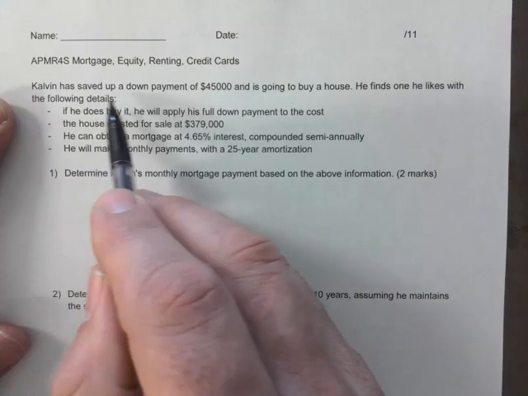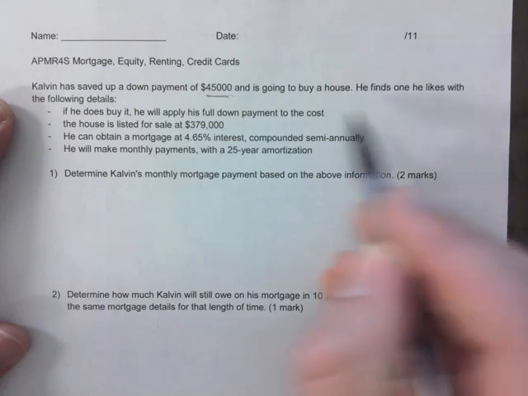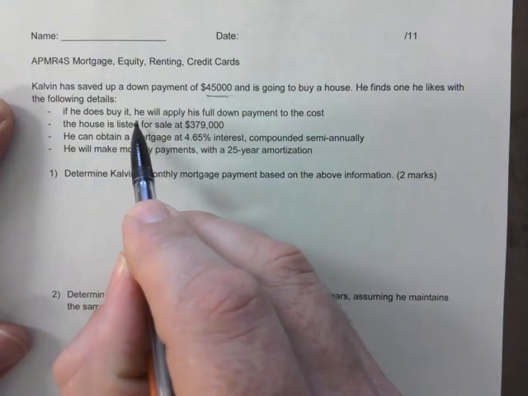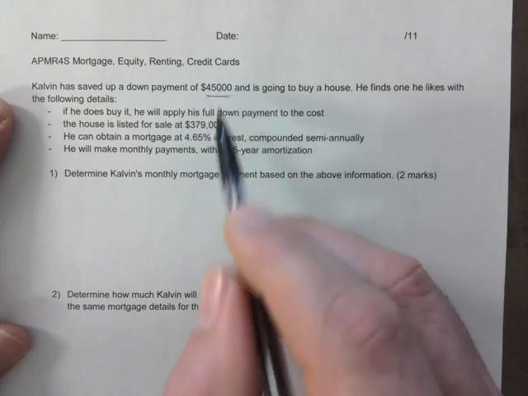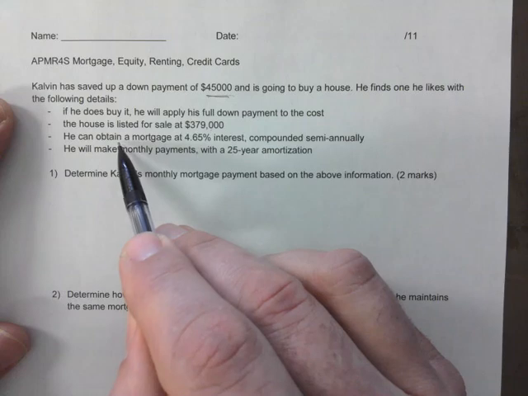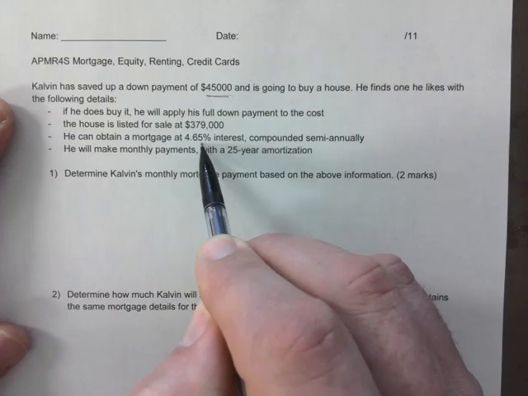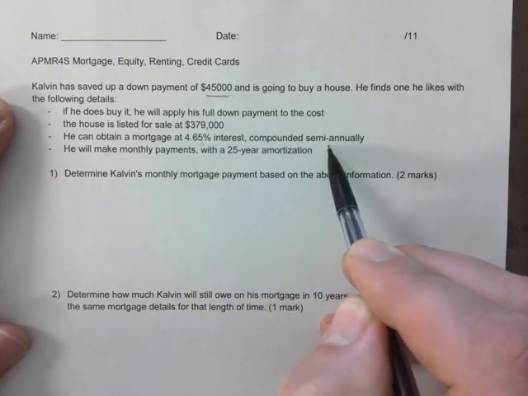Okay, so Calvin has saved up $45,000 to buy a house. If he does buy it, he will apply the full down payment towards it. The house is listed at $379,000. The mortgage that it's being signed for is 4.65 interest, compounded semi-annually.